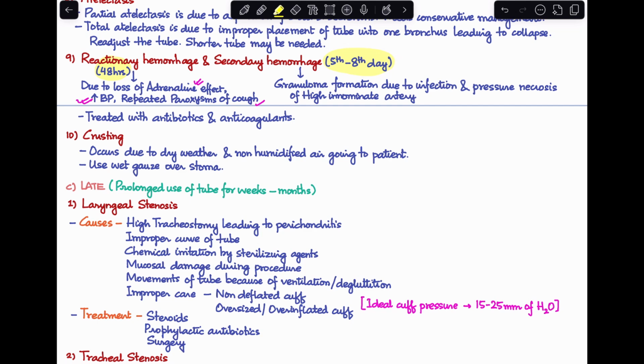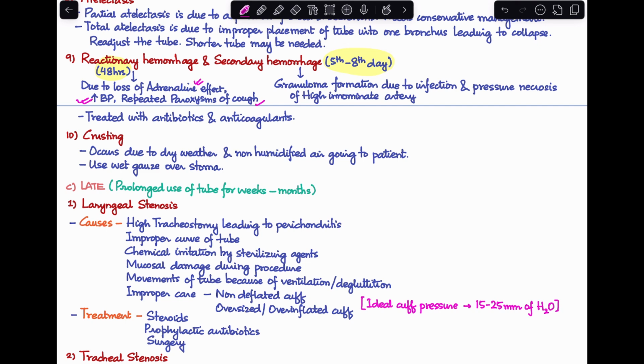Last is a lot of crust formation. This can happen because of dry weather and non-humidified air going to the patient. One of the primary physiological effects that changes in a tracheostomy patient is that because the air is not able to pass through the nose, filtration and humidification is not happening. So the non-humidified air is entering the trachea directly. Because it is dry air which is entering, it leads to the development of crust.